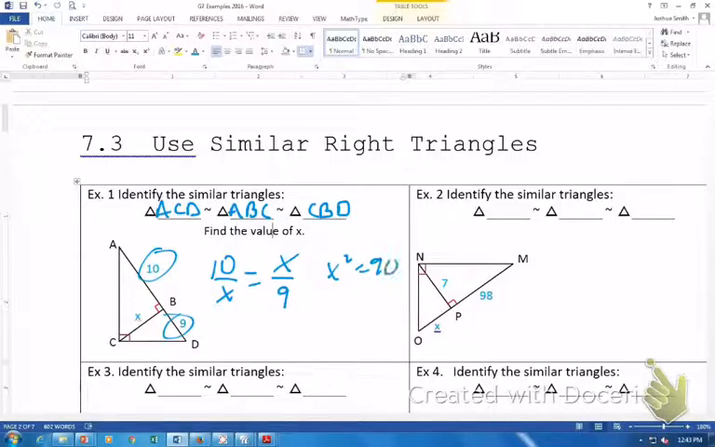x squared equals 90. Square root. And so x is 3 square root of 10. So the altitude length is 3 square root of 10. Okay? It's that simple. Hopefully you find that simple. Example number 2. I'll give you a second to draw that in. Maybe go ahead and get started with both the similarity statement and the solving for x.